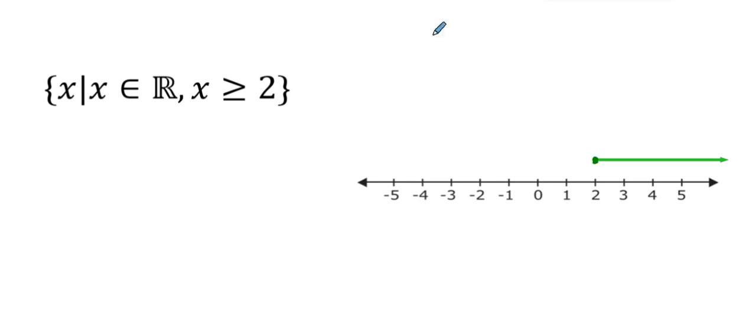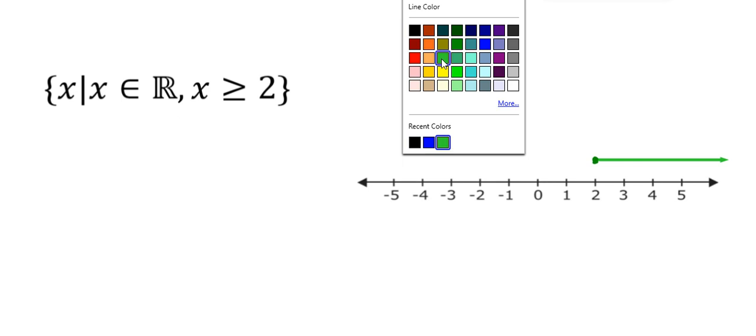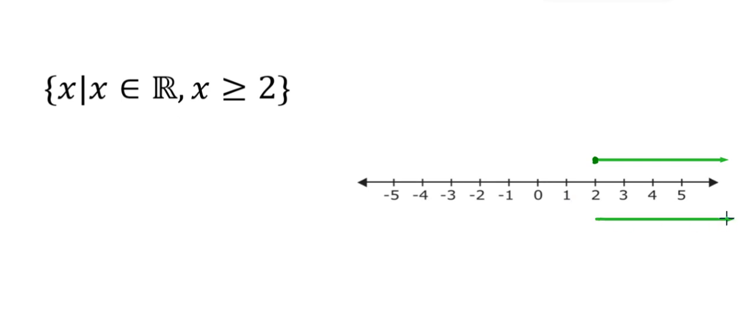If, however, we had the same line, but instead of a closed circle at 2, we had an open circle at 2, then we'd have a different set. And we would say that we have a set of x such that x is an element of the real numbers where x is greater than 2. Not greater than or equal to, just greater than, does not include the number 2.